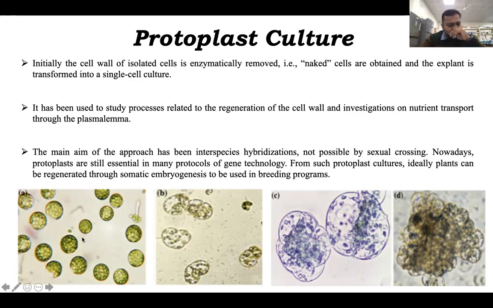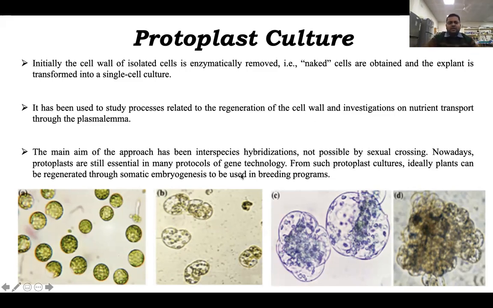So this is how the protoplasts look underneath a microscope. We do a vacuum treatment in the presence of the enzyme solution, and this is how they look. And if you start culturing them, this is how it starts looking. This is the first division that takes place, and then it starts forming a clump of protoplasts like this.